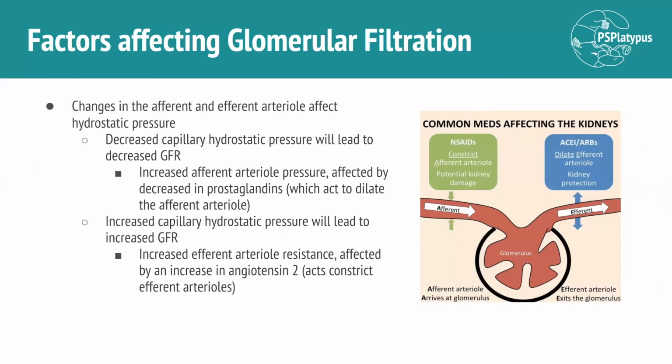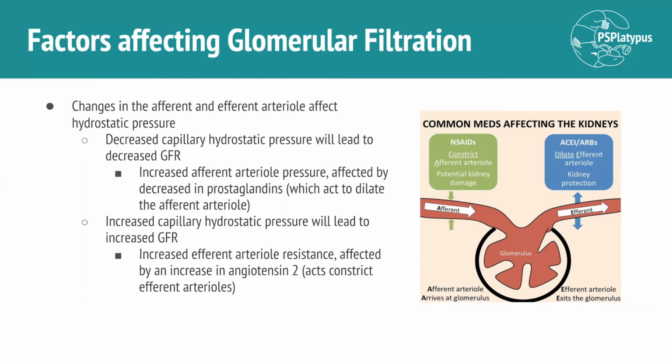Factors affecting glomerular filtration rate can basically be boiled down into factors that affect hydrostatic pressure. Because if you have increased pressure or increased fluid entering our sieve, we're going to have increased fluid exiting the sieve, therefore increased GFR, and vice versa. Therefore, a decrease in capillary hydrostatic pressure will lead to decreased glomerular filtration rate, whilst increased capillary hydrostatic pressure will lead to increased glomerular filtration rate.